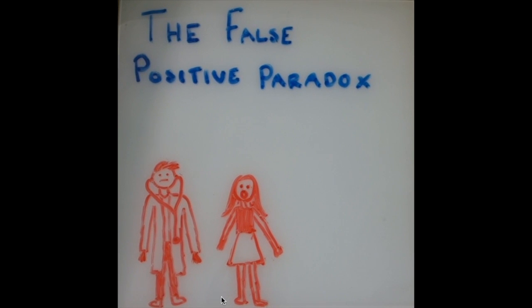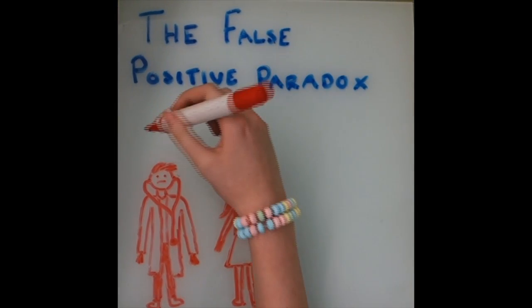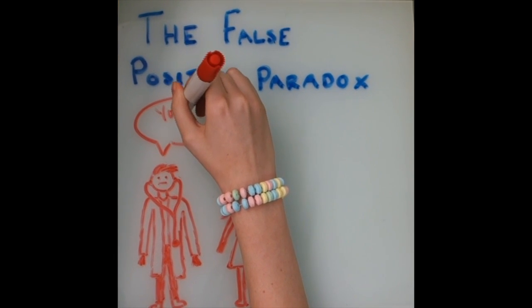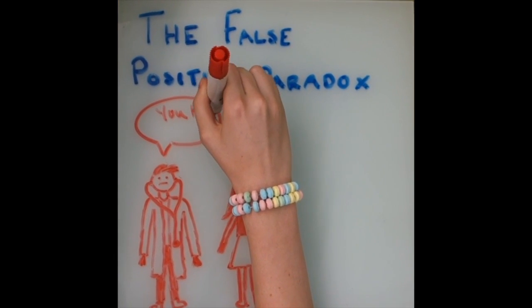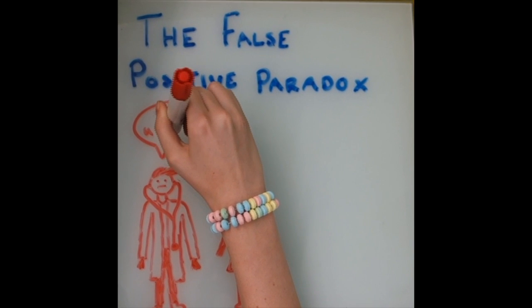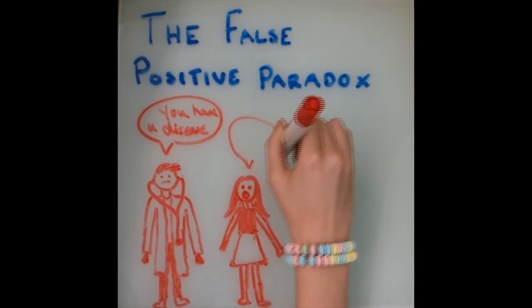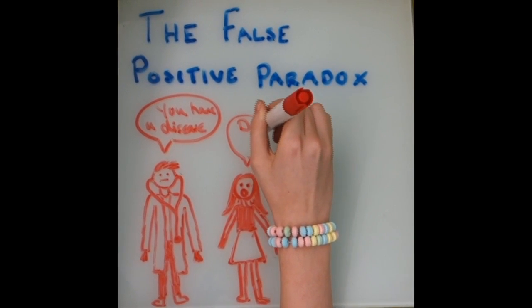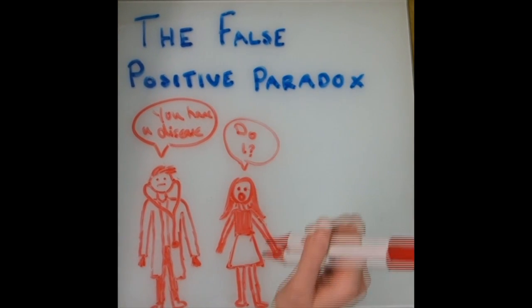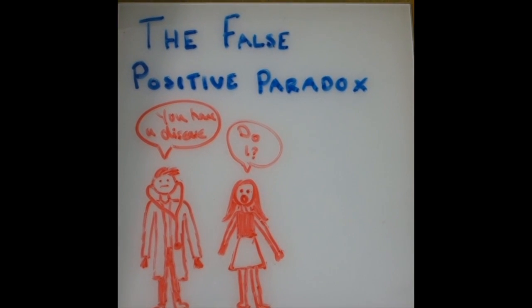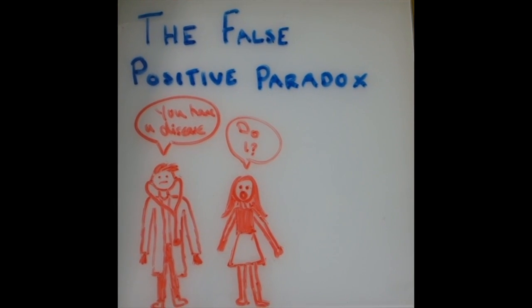The false positive paradox shows that things are not always as they seem. It is a statistical result related to medical testing that shows false positive tests are more probable than true positive tests when the overall population has a low incidence of the condition. So, if you go to the doctor to have a test for a disease and the test comes back as positive, do you actually have the disease, or is there a chance you don't have the disease?